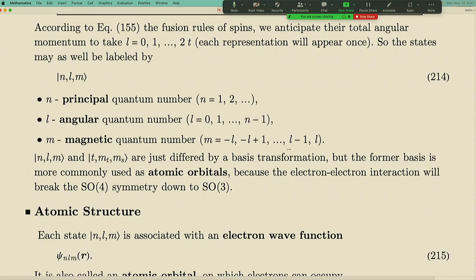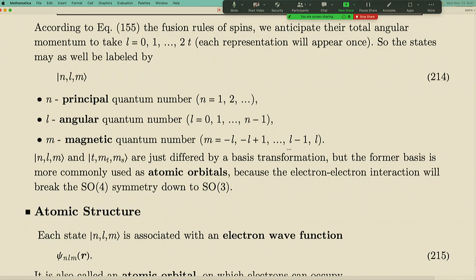So if there is more than one electron circulating around the nucleus, the electrons will affect each other and break the SO4 symmetry down to SO3. The system in the end only has a physical SO3, three-dimensional space rotation symmetry. And the reason that using this quantum number is very good is because the angular quantum number and magnetic quantum number are precisely the SO3 quantum numbers.